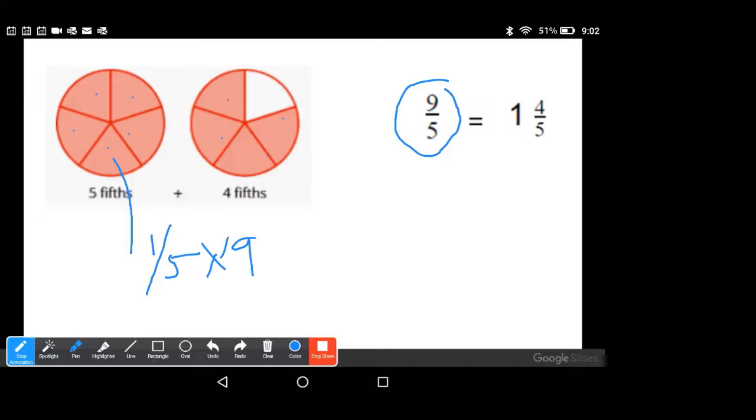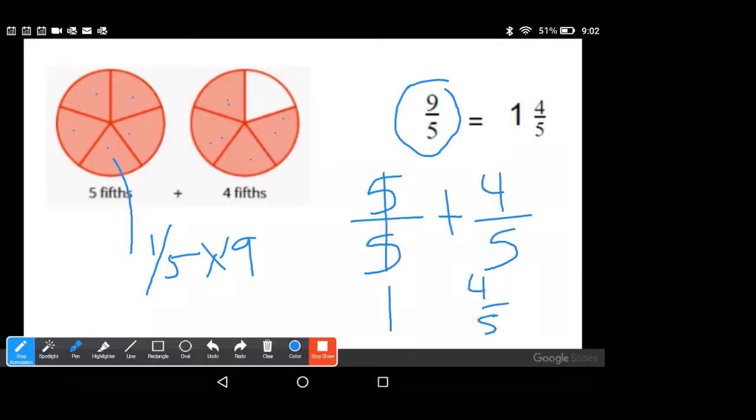But I also have a whole pizza. I have 5 out of 5, which is 1, or more on the other pizza. So I have 5/5 and 4/5, which is 9/5, but it's also 1 and 4/5. Okay, so it's just 2 different ways to write a fraction. And it is important that you're able to go back and forth with these, because when we do subtraction, conversion is actually the easier way. I'm going to show you 2 methods, but this is actually the easier way.